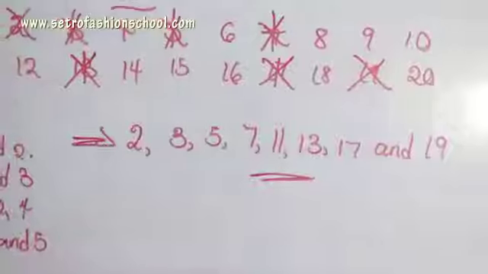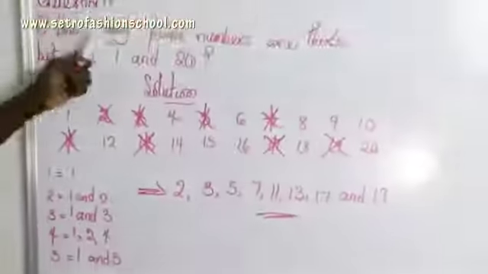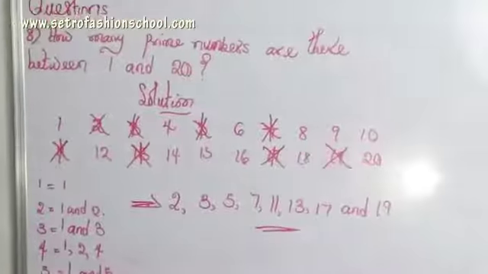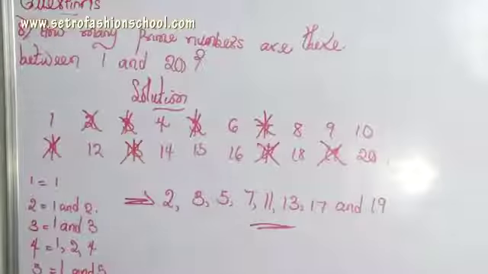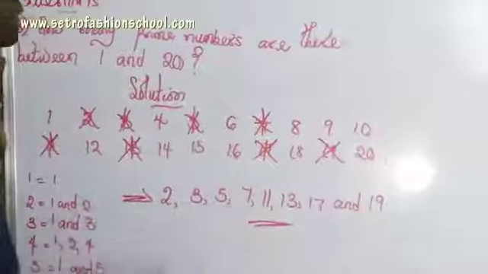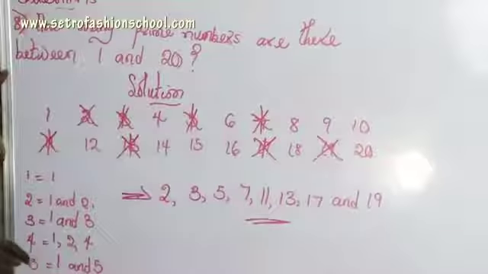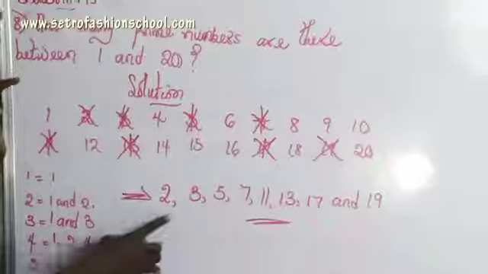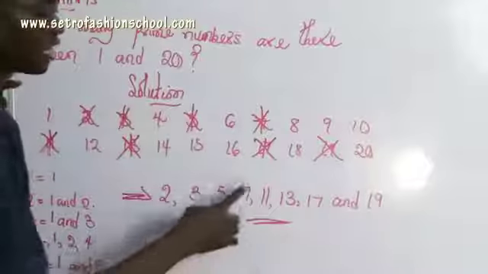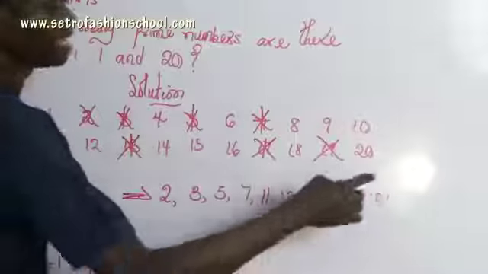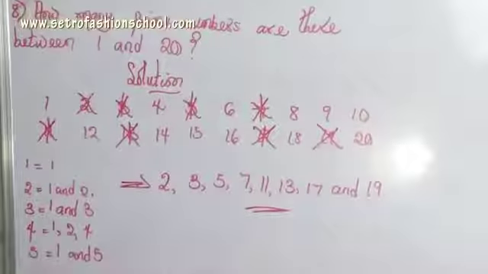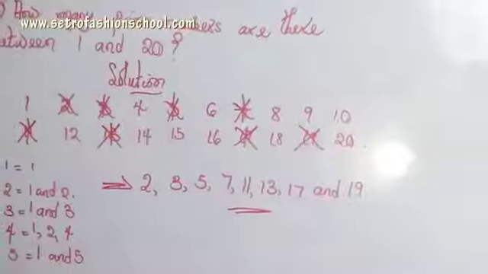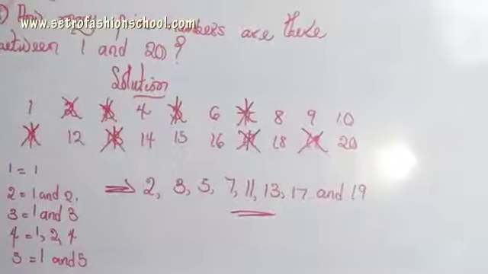Now, let's go back to the question. They said, how many? You should take note of that. The question says, how many? So, after you have written all the prime numbers, you need to count the number of prime numbers we have there. Let's count them. 1, 2, 3, 4, 5, 6, 7, 8. Which means we have 8 prime numbers between 1 and 20.